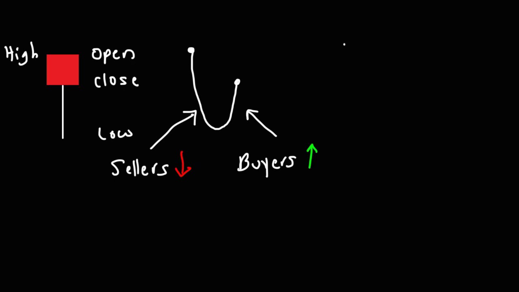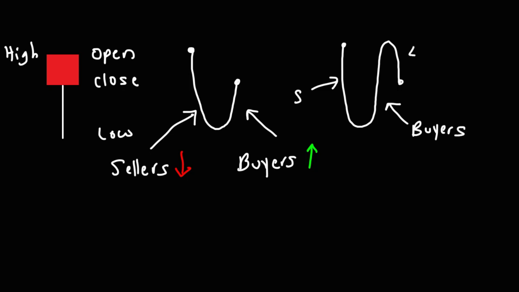Now here's another possibility. The stock can open at that point, it can go down to the low, and then it can go back to the high, and then it can go to the close. So in this case, during the first part, the sellers are in control, bringing the price down. During the second part, the buyers are in control, bringing the price back up. And then during the third part of this graph, the sellers are driving the price back down to the close. So looking at a candlestick, it can tell you what's happening in the market during that trading day.